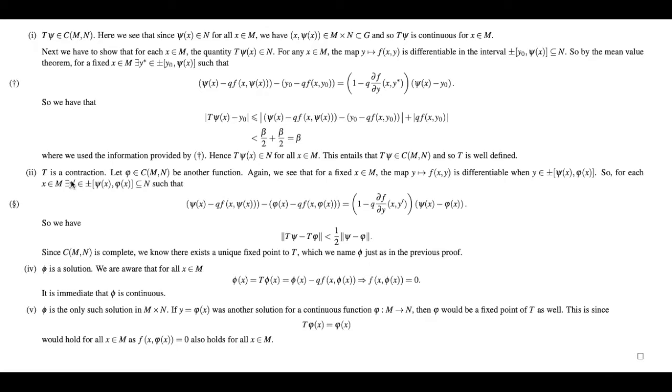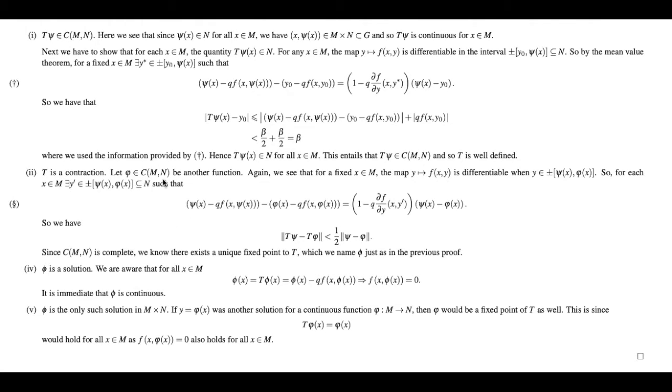Now we need to show that T is in fact a contraction. So this is done in the following way. We need to bound the distance between T psi and T phi in the supremum metric, the supremum norm, by the distance between psi and phi in the supremum norm, and we find that the contraction constant, or the Lipschitz constant that works here, is nothing but 1/2, and 1/2 works as a contraction because 1/2 is strictly less than 1, but it's positive. So we prove this in the following way.